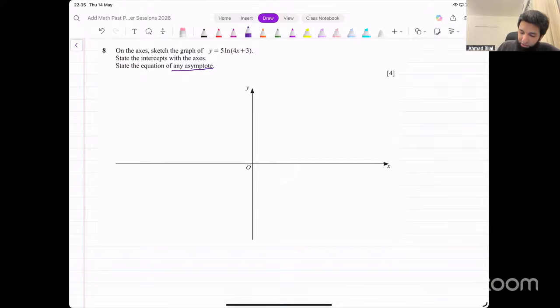For a log function, the asymptote is where the part inside the log is equal to 0. That's where you have the asymptote. 4x + 3 equal to 0. So the asymptote that you have for this is x equals negative 3 over 4. It's a vertical asymptote. You have an asymptote at that point. You draw that. You can say this is negative 3 over 4 on the left side somewhere.